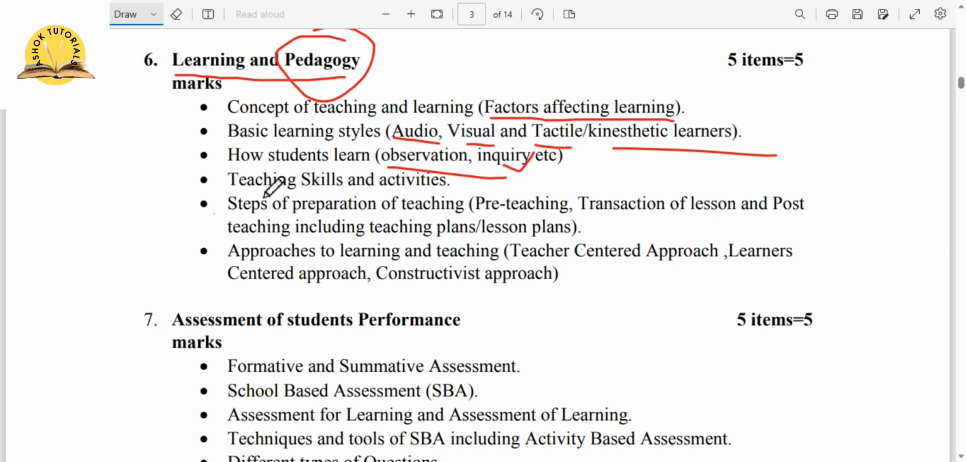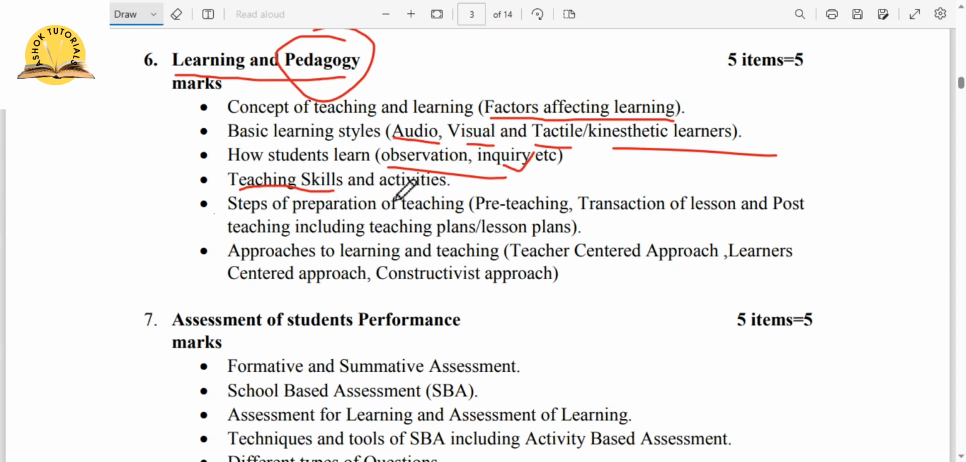Now, teaching skills and activities. We will be learning about different teaching skills. See, if we are teachers, we must have certain skills to handle the kids, right? We should be compassionate enough. We should have empathy within us. We should be sympathetic with the students. And there are different skills a teacher should possess in order to handle the different kinds of kids in a single classroom, right? So we'll be learning different teaching skills in this particular topic.